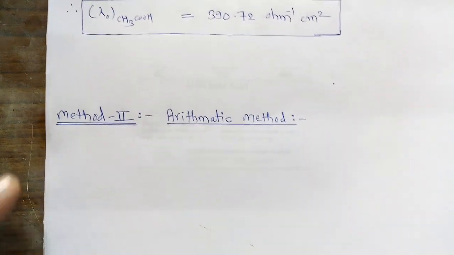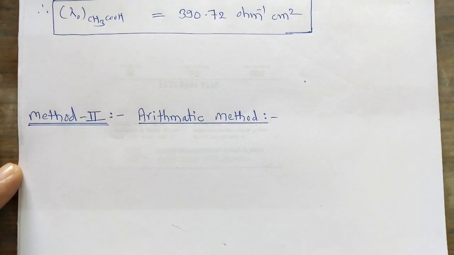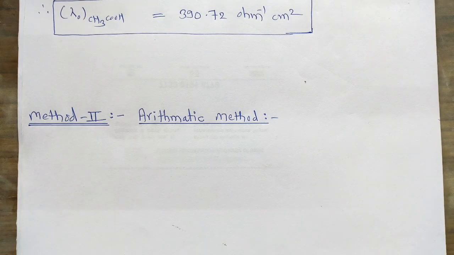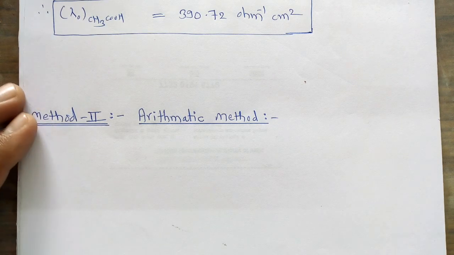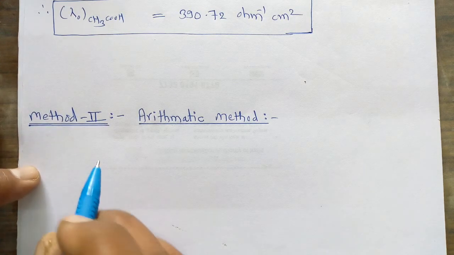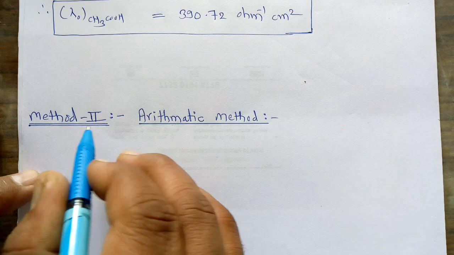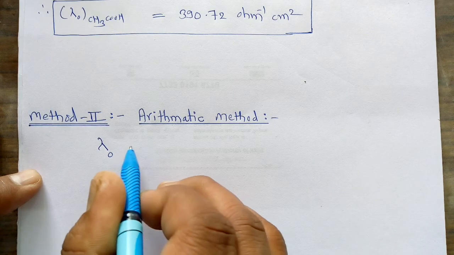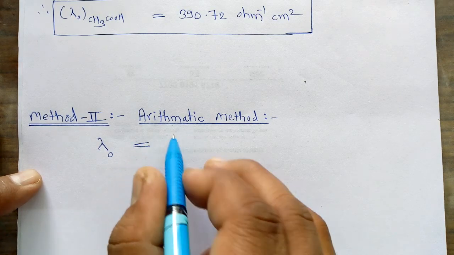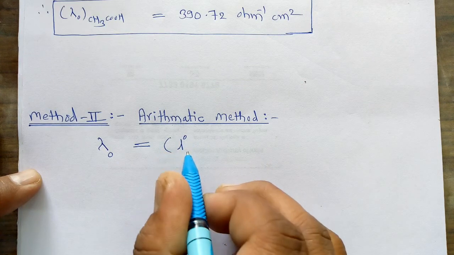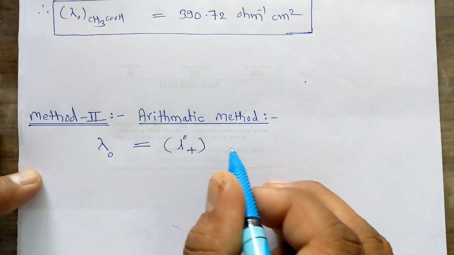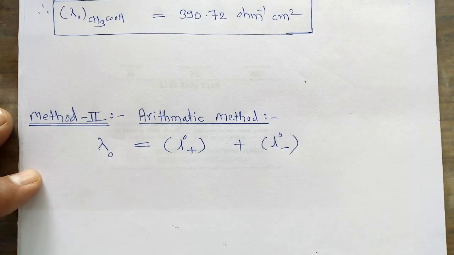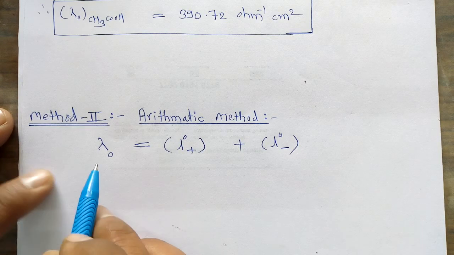Now, after studying this simple method, we have to look at the second important method for this calculation, and that method is called the arithmetic method. This method again uses the equation we just studied: lambda 0 is equal to the equivalent ionic conductance of cations plus the equivalent ionic conductance of anions. If we add these contributions together, we get lambda 0.